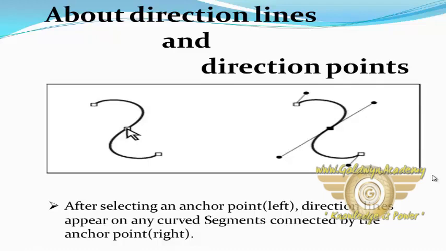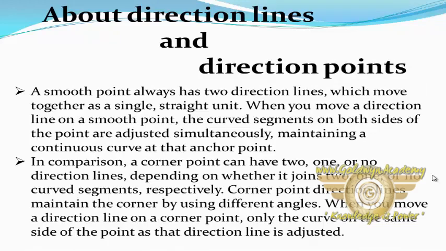After selecting an anchor point, direction lines appear on any curved segments connected by the anchor point. A smooth point always has two direction lines, which move together as a single straight unit. When you move a direction line on a smooth point, the curved segments on both sides of the point are adjusted simultaneously, maintaining a continuous curve at that anchor point.